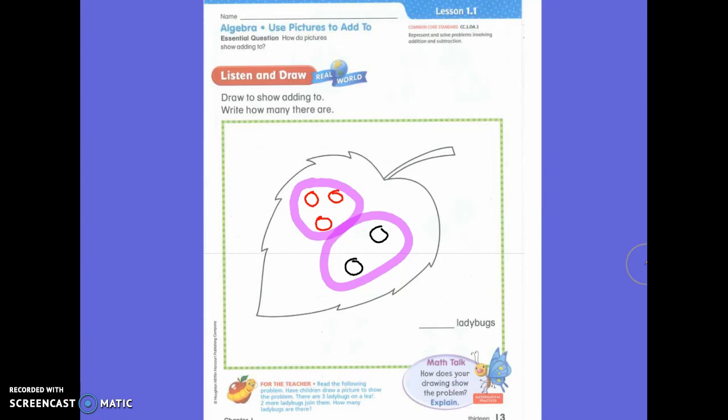Thank you for raising your hand. If you got 5 ladybugs, you are correct. So I started with 3 ladybugs. 2 more ladybugs joined them. 3 plus 2 equals 5. I have 5 ladybugs.